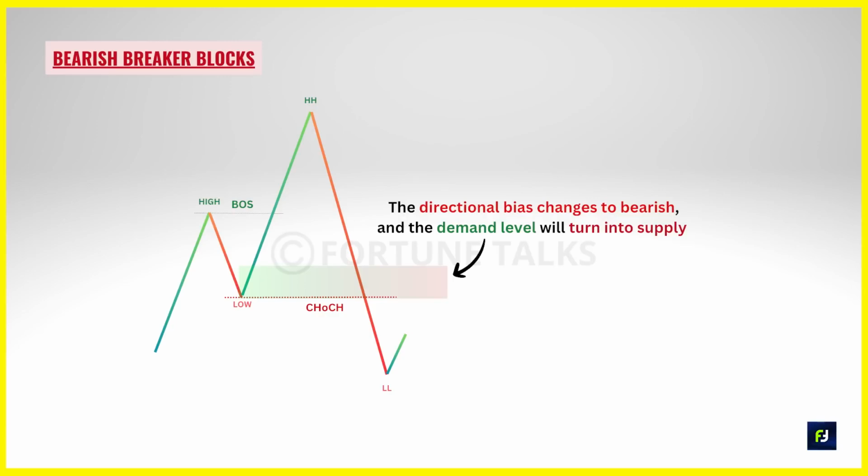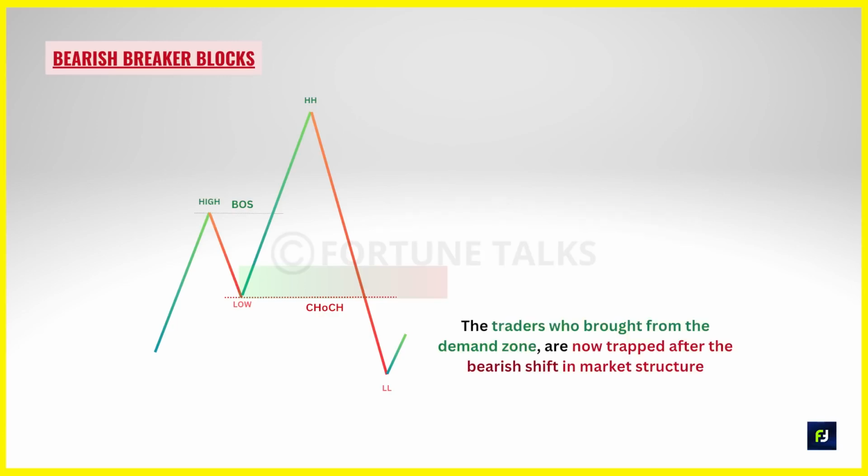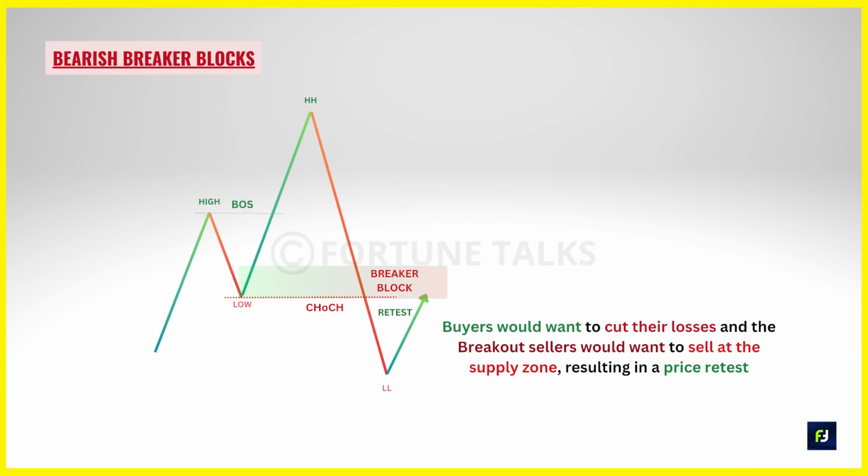The psychology behind the breaker blocks is that the traders who got long from the demand areas are now trapped after the bearish market structure shift. So they would want to wait for the price to get back to their break-even spot where they can close their long positions for little to no losses. Also, traders will start taking short trades here since they see this area as a key area of supply. The outcome of this double action is what makes the price reverse from this area.